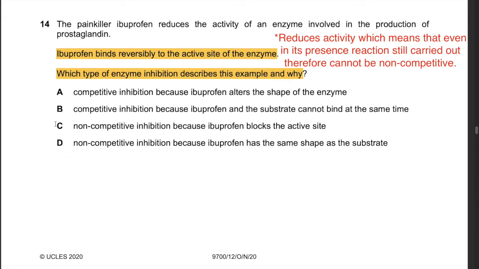Therefore, we should consider the options A and B as the answer. Option A is wrong because a competitive inhibitor doesn't alter the shape of the enzyme. Only a non-competitive inhibitor alters the shape of an enzyme. Therefore, option B is the correct answer.